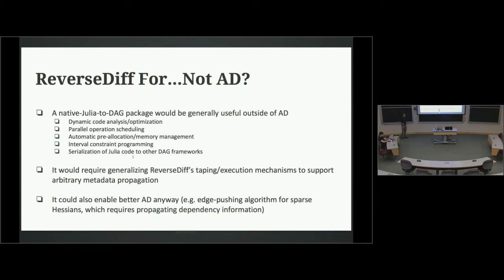It would require a lot of refactoring of the taping and execution mechanism, because right now they're tied to just passing forth partial derivatives. But it would also just enable better AD anyway, because there are a couple AD techniques that rely on propagating metadata that's not derivative information. So the really important one that I'm going to be working on later this summer is this edge pushing algorithm for sparse Hessian calculation. And that requires propagating a separate dependency tree along with the values, so that you can establish where linear and nonlinear dependencies fall in the graph.